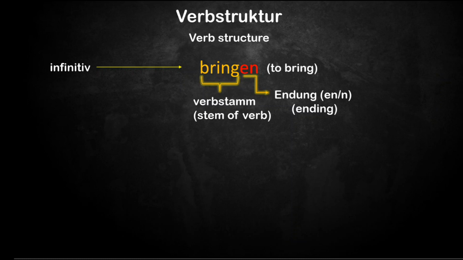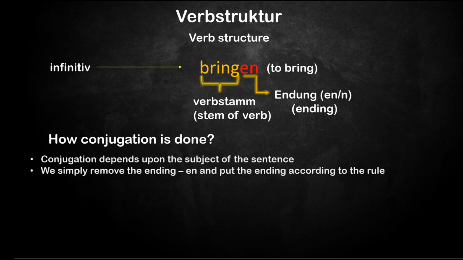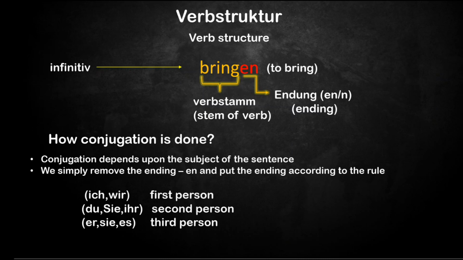The question arises, how is conjugation done? Conjugation depends upon the subject of the sentence. We simply remove the ending en and put the ending according to the rules. By subject I mean whether we're talking about first, second or third person. You can also say we conjugate the verb according to the personal pronoun, which we have done already in the previous video, or whether it's singular or plural.